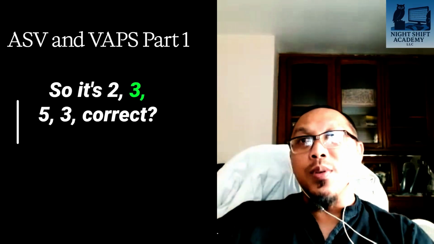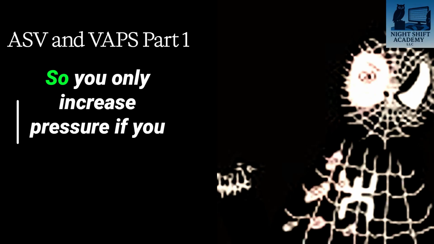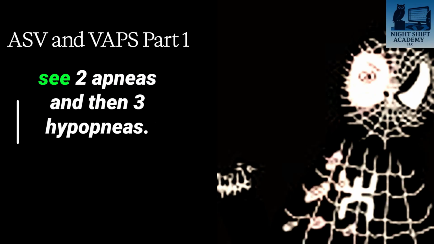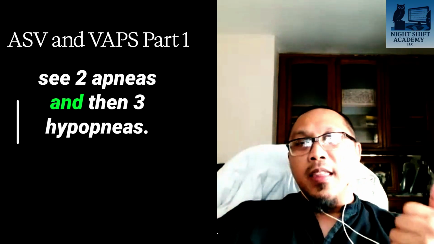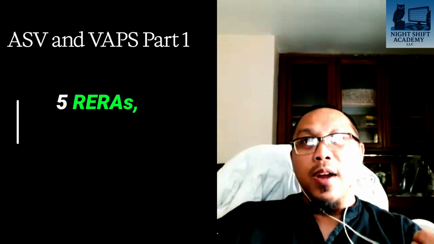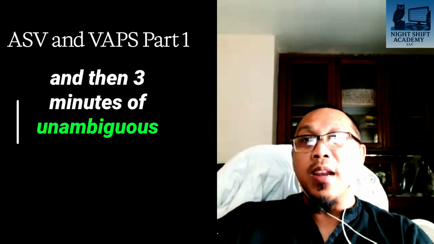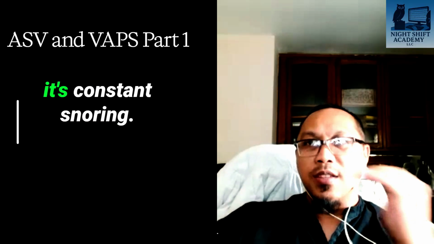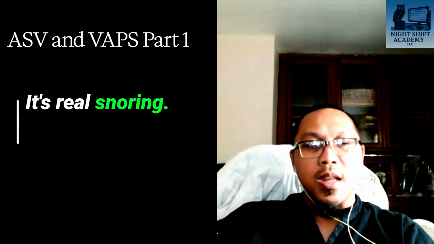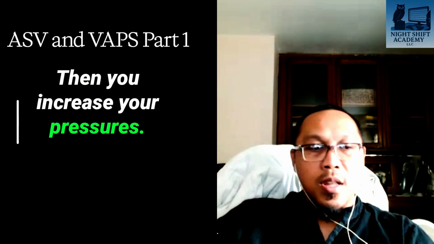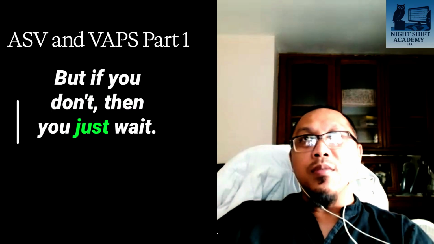So it's 2, 3, 5, 3. Correct? You only increase pressure if you see 2 apneas, 3 hypopneas, 5 RERAs, and 3 minutes of unambiguous snoring, meaning constant snoring, real snoring. Then you increase your pressures. But if you don't, then you just wait.